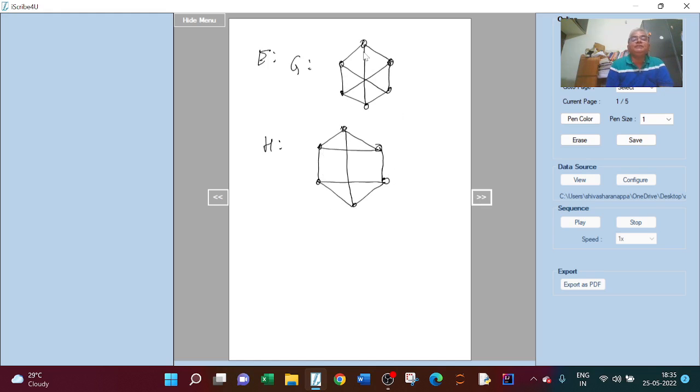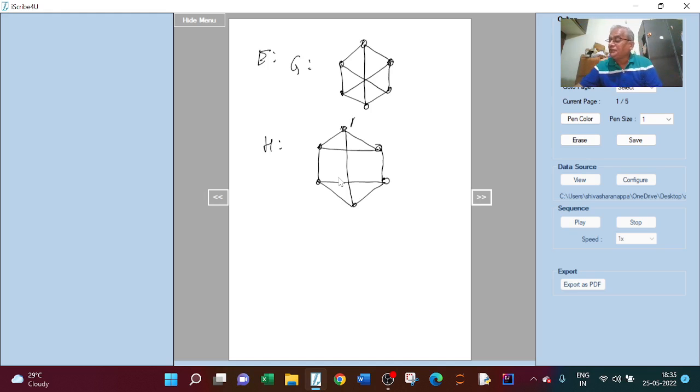Here the degree of each vertex in G is 3, 3, 3, 3, 3, 3. The degree of each vertex in H is also 3, 3, 3, 3, 3, 3. Number of vertices are the same, number of edges are the same, and the degree of each vertex is also the same. That is, this is a 3-regular graph, and this is also a 3-regular graph. Even then, these two graphs are not isomorphic because we can give one reason here.